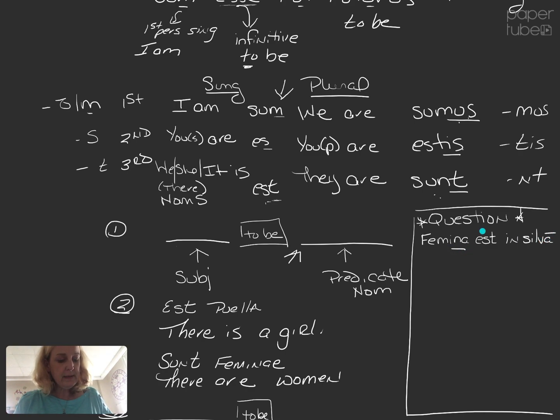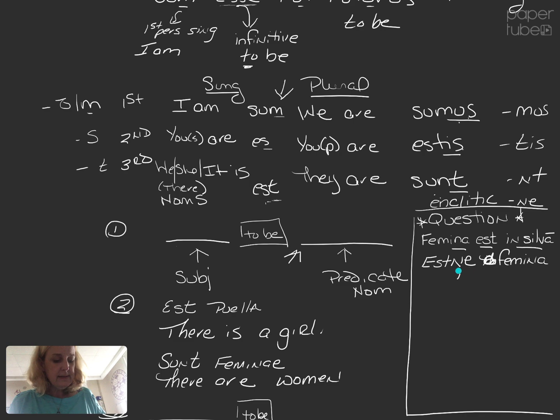Femina is my subject, the woman. Est is, now I have an ablative place where? In the forest. Now what if I want to say, is the woman in the forest? I pull my verb forward, est, and I add an enclitic, fancy word, enclitic. What it means is that I add a couple letters to the end of the word, and it's the same as a question mark. Estne femina in silva. Is the woman in the forest? Estne femina in silva. Ita, yes, femina est in silva.